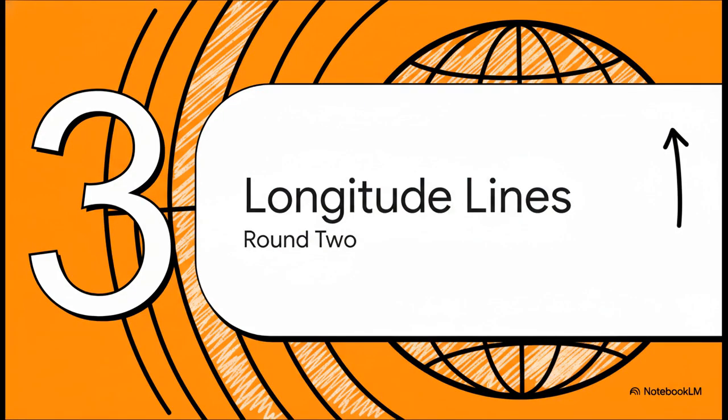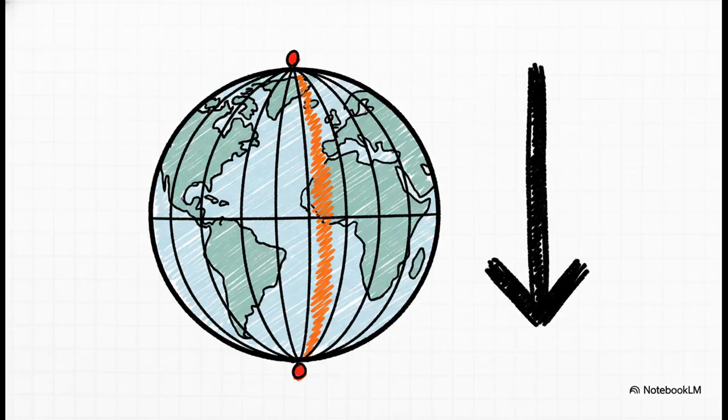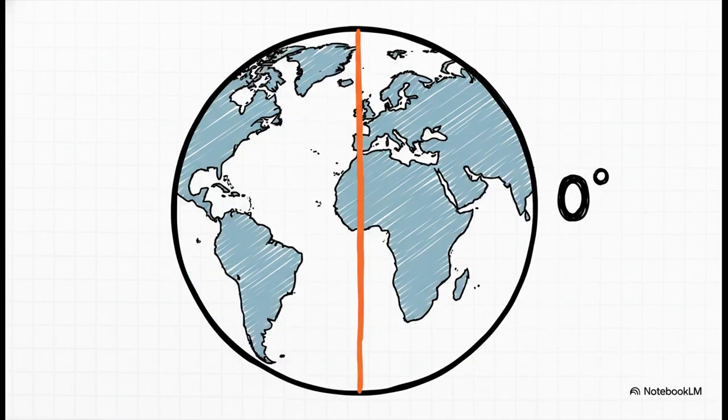Fantastic! Time for round 2, and this one's all about longitude. So, first question, which way do lines of longitude run? These are the long lines that go up and down, from the North Pole to the South Pole. Next question, what do we call the most important line of longitude, and what are its degrees? The Greenwich Meridian, you got it. That's the 0 degree starting point for longitude.